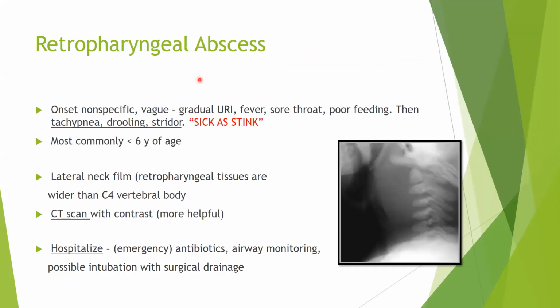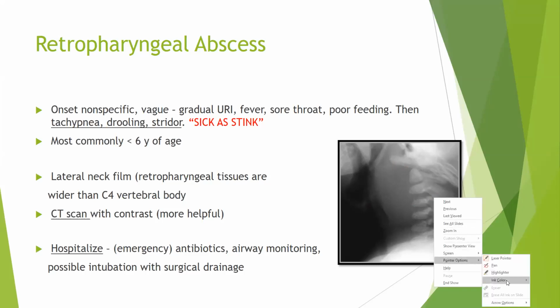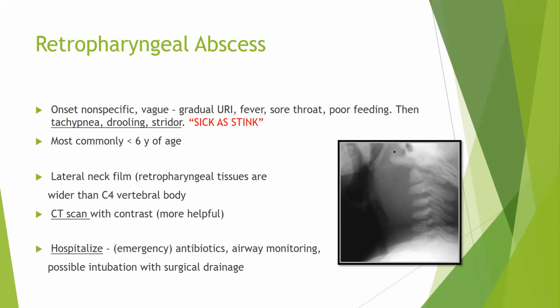A retropharyngeal abscess. So a retropharyngeal abscess is a sequela to a pharyngitis or some sort of a throat infection, but basically what it is, is this large abscess that you can see on the lateral film in an x-ray, and I'm going to outline it here. So basically you get this big area here that's full of infection. So they're going to be sick as stink. These people are drooling. They're going to be breathing poorly. That's going to be the stridor that they have.